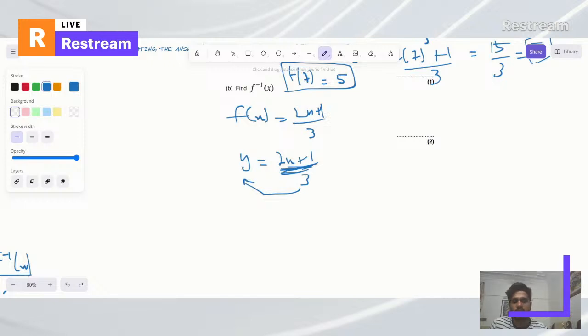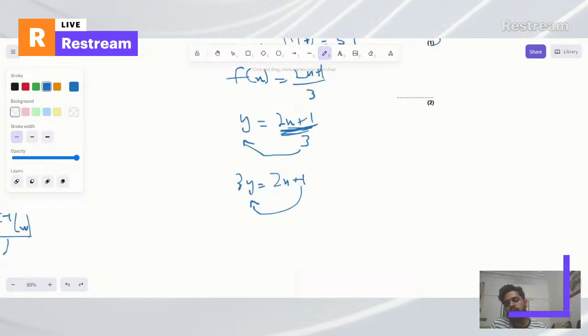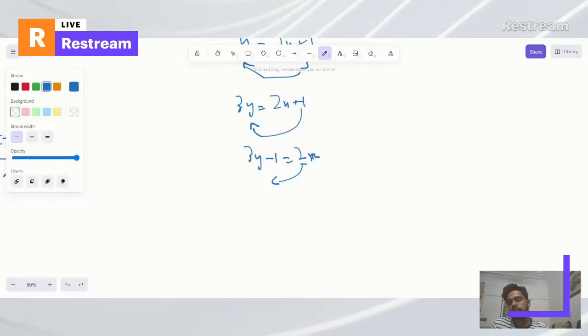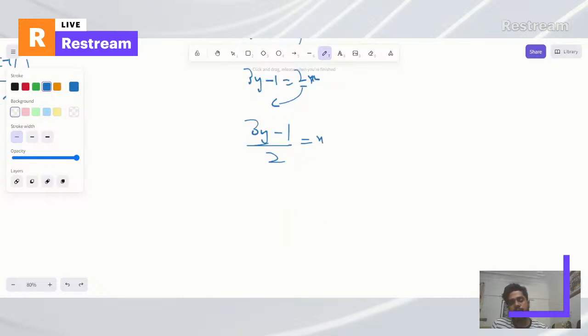If I take 3 to the other side, it becomes 3y, and then this is 2x plus 1. Now I have to isolate x, so I move my 1 to the other side, so it becomes 3y minus 1 equals 2x. And now I take 2 to the other side as well. 2 is multiplying over here, so it goes into divide when it goes to the other side of the equals sign. So it becomes (3y minus 1) divided by 2 equals x.